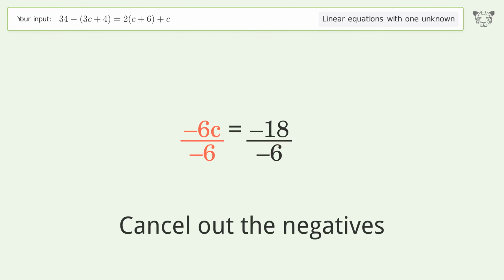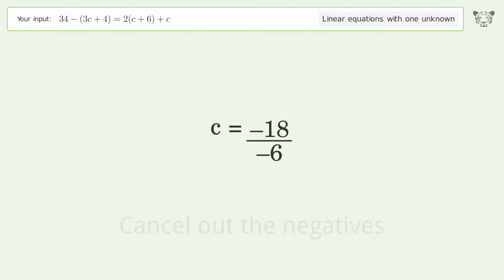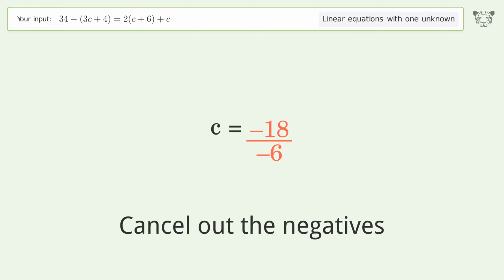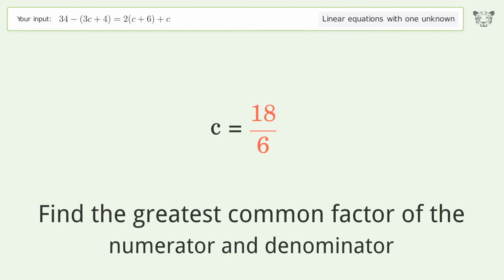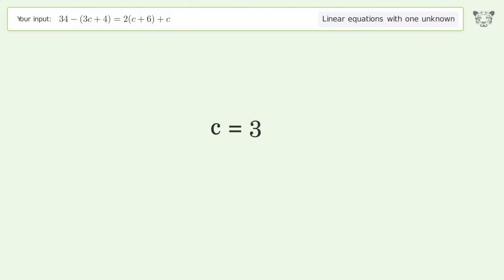Cancel out the negatives. Simplify the fraction. Cancel out the negatives. Find the greatest common factor of the numerator and denominator. Factor out and cancel the greatest common factor. And so the final result is c equals 3.